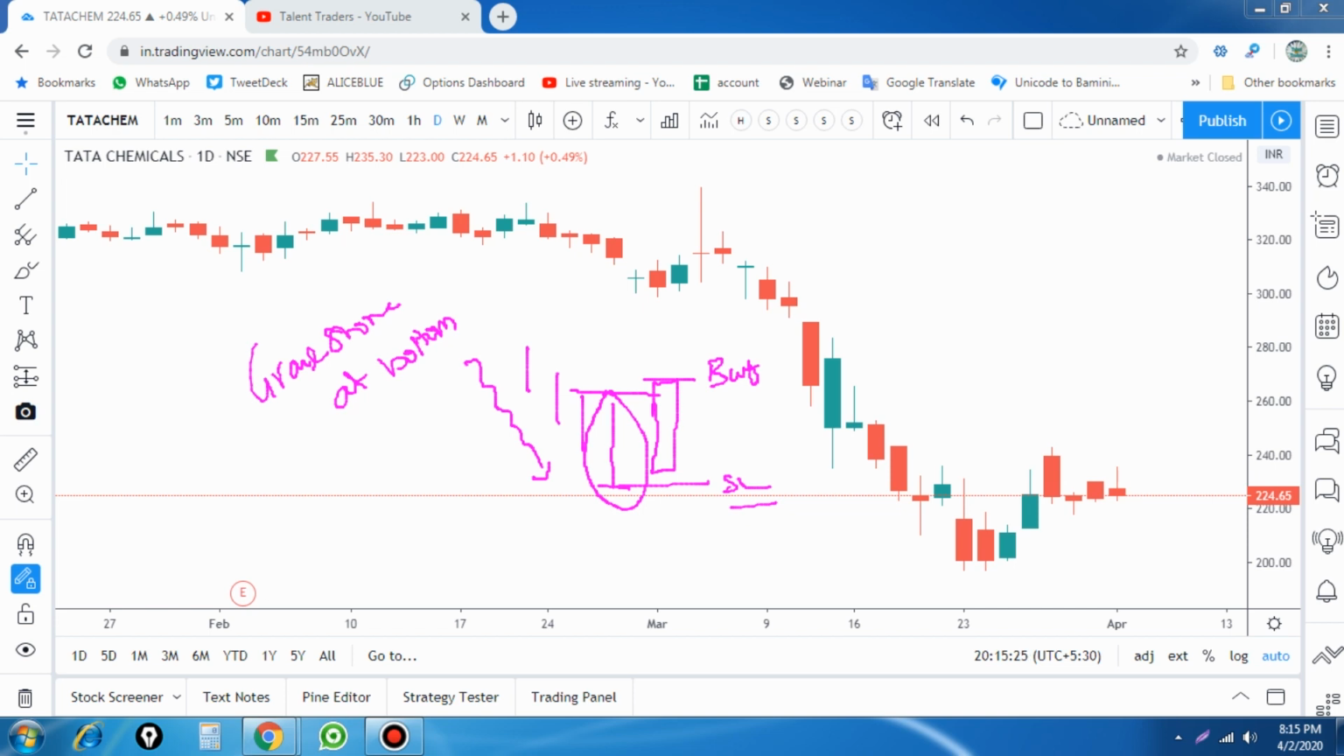I hope you understand, but finding this kind of doji is very difficult, and if you have any other scanners you can use them. On a daily basis, if I scan today, I don't have any stocks which form this kind of pattern. So if you follow this on a daily basis, you can find those stocks which form this kind of pattern.